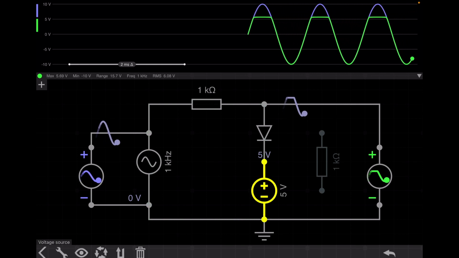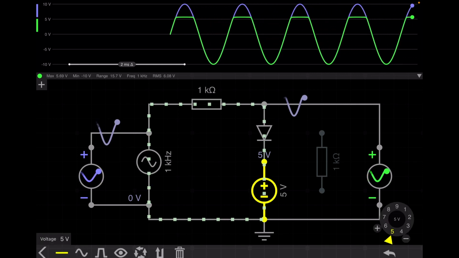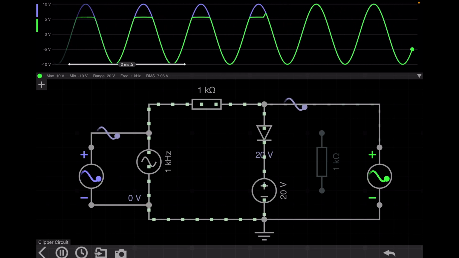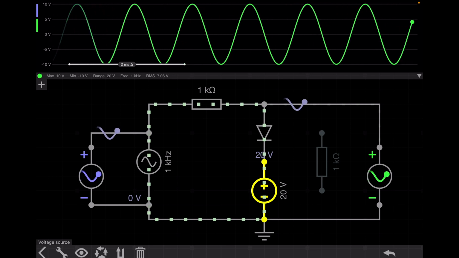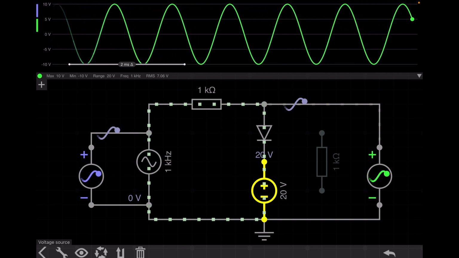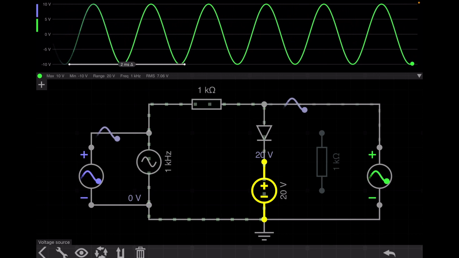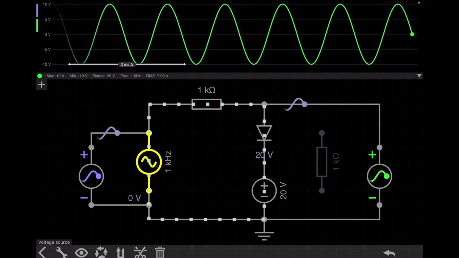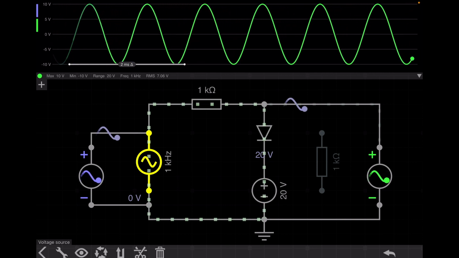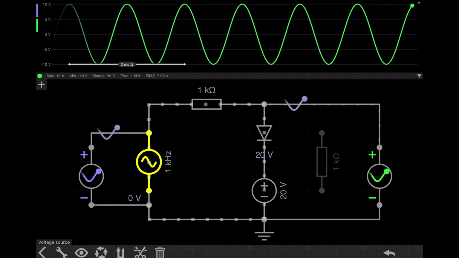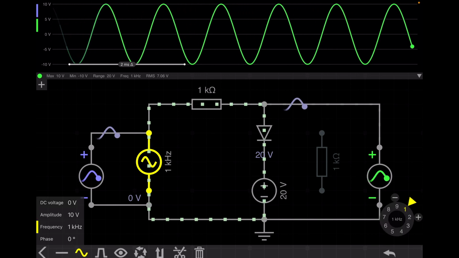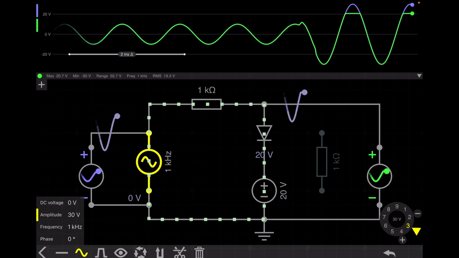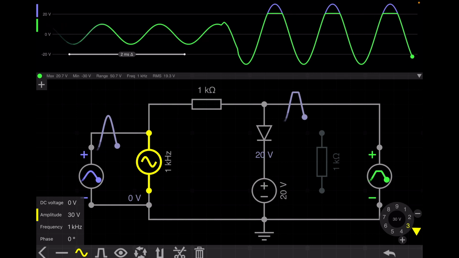And now if I increase this one to 10 volt or 20 volt, you can see we directly get the input voltage in the output. As I increase the DC voltage to 20 volt, that means the voltage needed to turn on this diode will be at least 20.7 volt, but our input voltage is 10 volt, so it will not clip. So we just get the output voltage. If I increase this input voltage to 30 volt, you can see that there will be clipping again, and the clipping is around 20.7 volt.